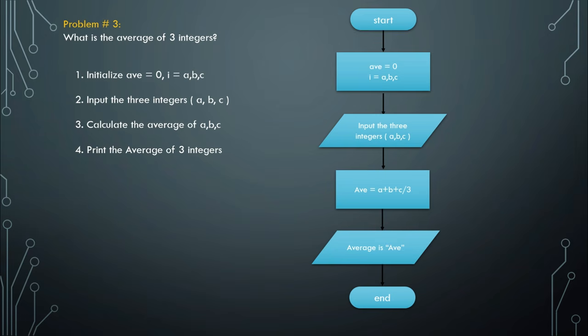Okay? So, naintindihan niyo ba? Sana naintindihan niyo, guys. Madali lang to. So, ito, algorithm. Ito, pseudocode na nasa loob ng isang flowchart. Diba, guys? Okay, thank you.